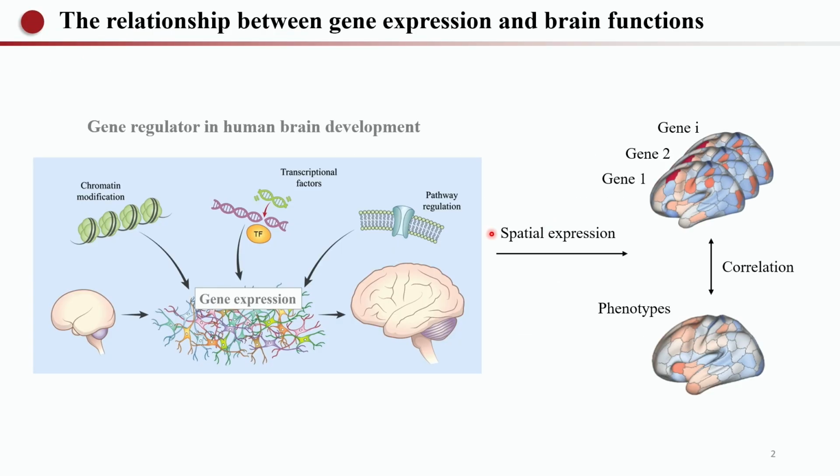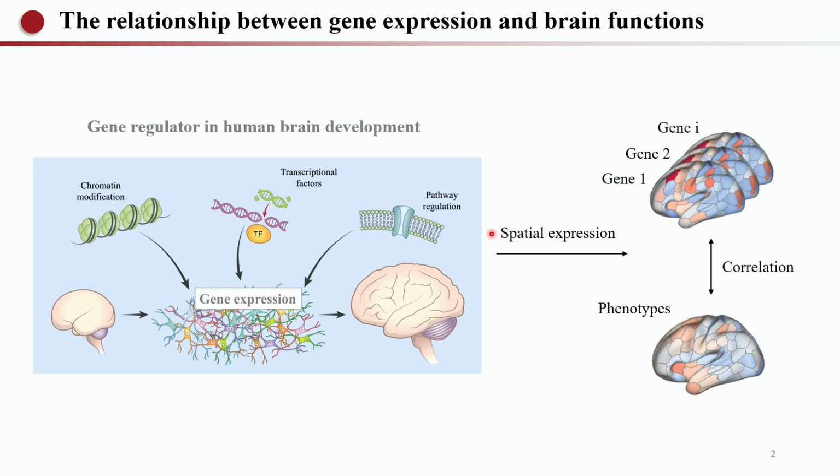As we know, during brain development, complex gene regulatory programs such as chromatin modifications, transcription factors, and signaling pathway regulations determine the gene expression profiles of specific cell types. This process forms the molecular fundamentals for the formation of neural circuits, structural organization, and brain functions. These molecular fingerprints are also preserved into adulthood, maintaining a distinct spatial organization across the cortex.